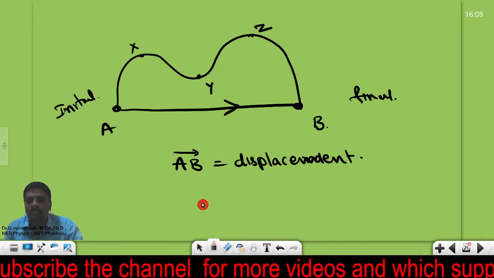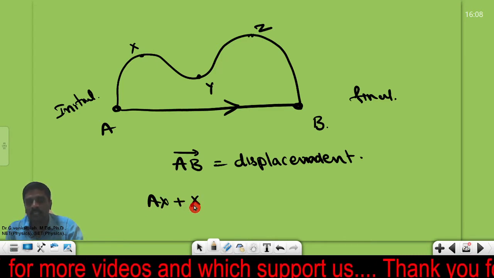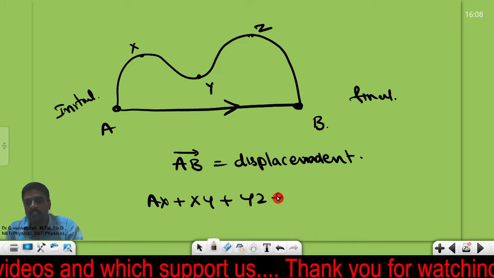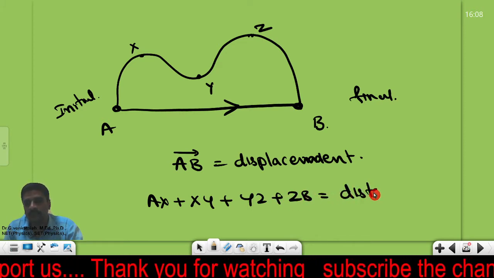Displacement. It is the AB bar is the displacement, but AX distance plus XY distance plus YZ distance plus ZB distance is called the distance.